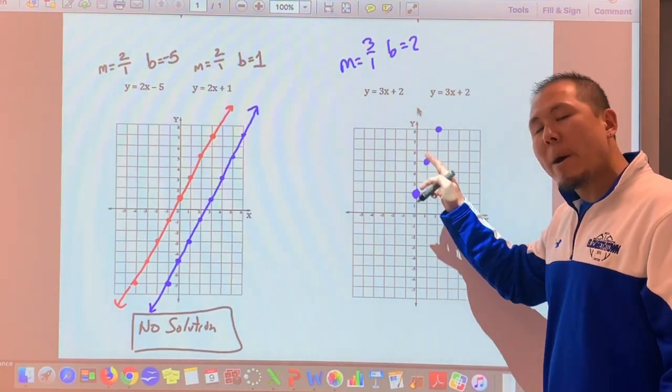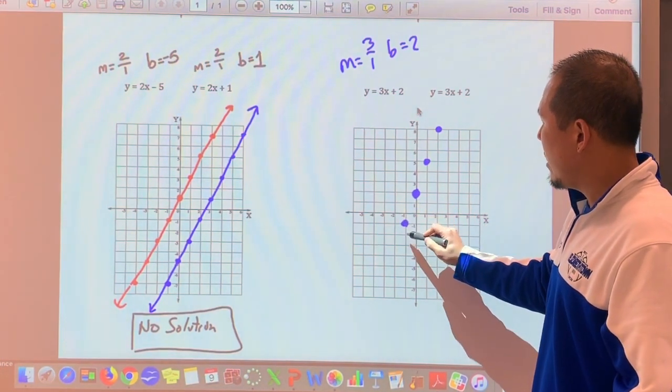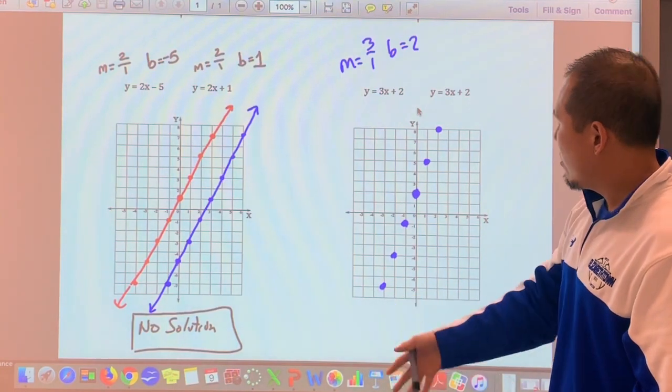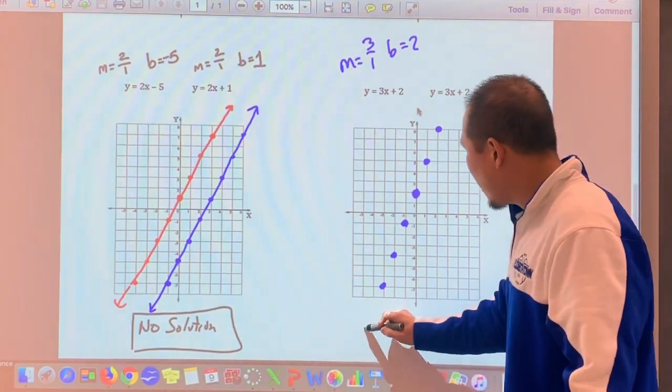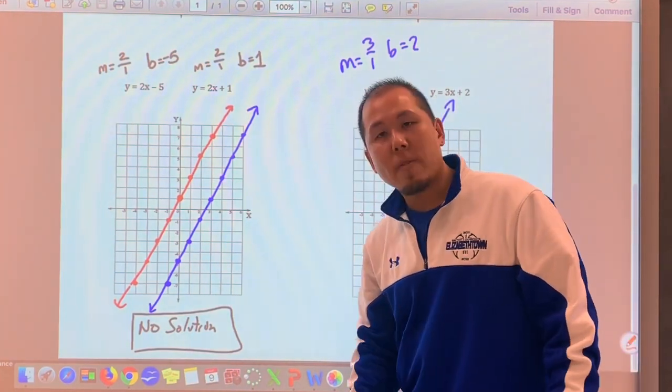And then follow the same pattern doing the opposite way. Down 3, over 1, and so forth till we can't make more points. Don't forget, connect them with your straight edge. And there's our first line.